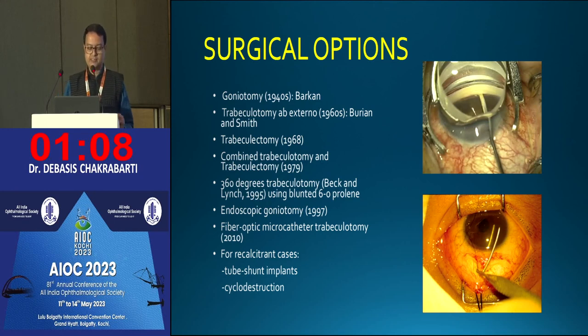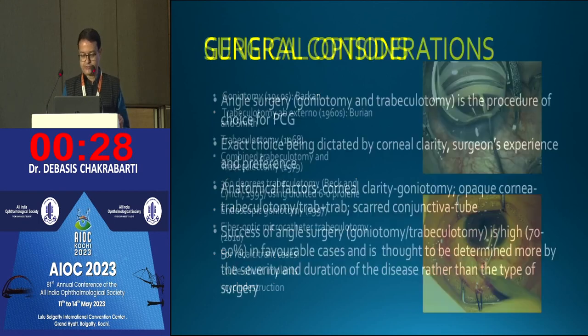Then due to advancement of technology, a lot of new procedures have been described, like a 360 degrees trabeculotomy. It was initially described by Beck and Lynch in 1995 using a blunted 6-0 Prolene. Then endoscopic goniotomy in 1997, but it did not become very popular. Then fiber optic microcatheter trabeculotomy was described in 2010. And Dr. Mandal will show his recent innovation where he has combined this technique with trabeculectomy. For recalcitrant cases, or cases where the IOP has again gone up after initial surgery, you have the tube shunt implants and the cyclodestructive procedures.